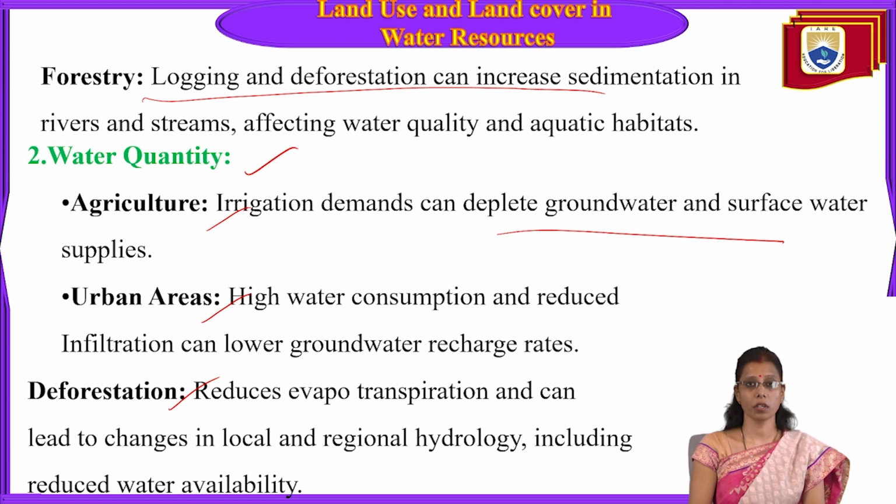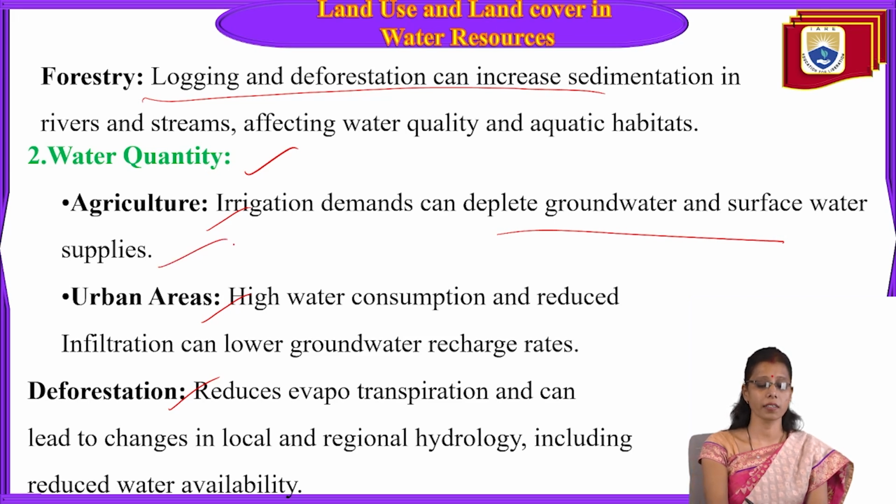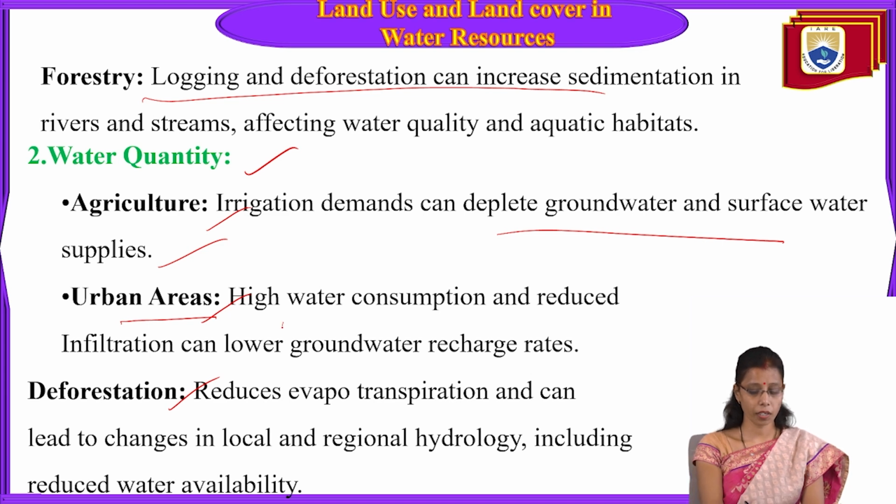So if more agriculture is there and there is less rain for irrigation purposes, and the demand for irrigation is more, then those areas will be affected by this agriculture. Now, urban areas. What are urban areas? High water consumption and reduced infiltration.